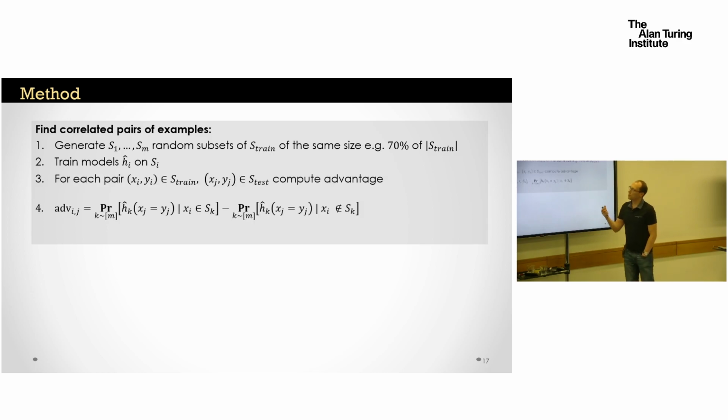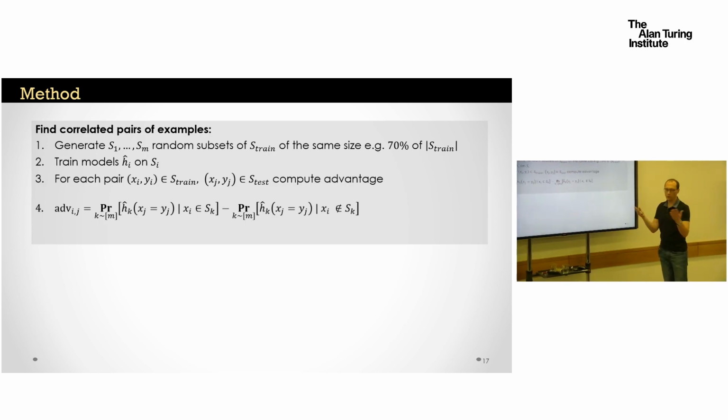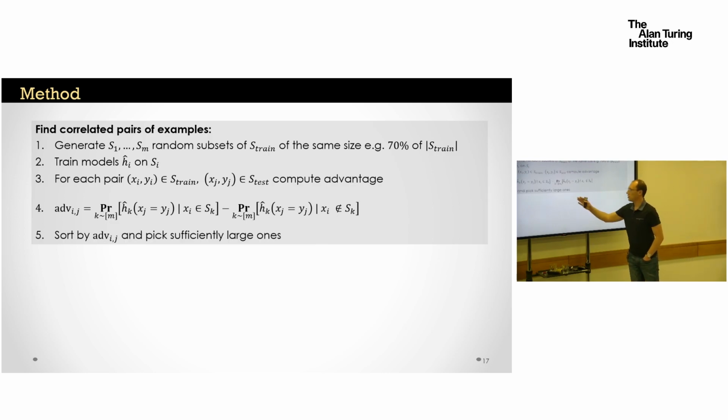And then for each pair of training and test example, we'll be computing the relative advantage of including that training example in the data set. So some of the random subsets will include that training example, some will exclude it. We can compute the average accuracy on those that include versus those that exclude, and look at the difference. And that's what we call advantage. We'll sort by advantage and pick those which are sufficiently large.